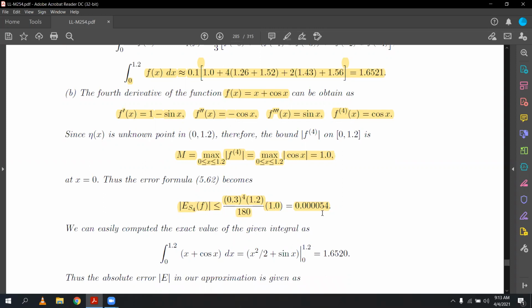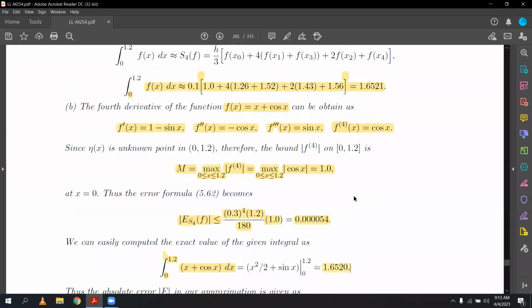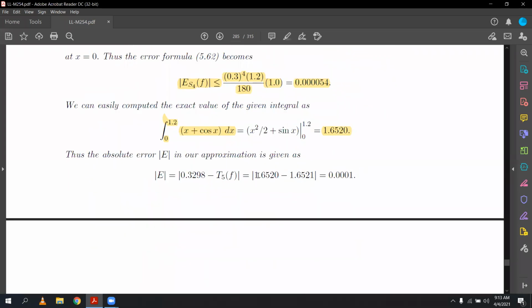And the third part is what? Now the second part we are doing, and he also asks to find the absolute error. For the absolute error, we need the exact value. What is the exact integral for the given function? We know the antiderivative of x is x squared by 2. The antiderivative of cosine is sine x. And then you calculate at 1.2 and 0, and of course you will get 1.6520. This is your exact. The approximate we just found is 1.6521. So this is the difference between them. This is the absolute error we have.